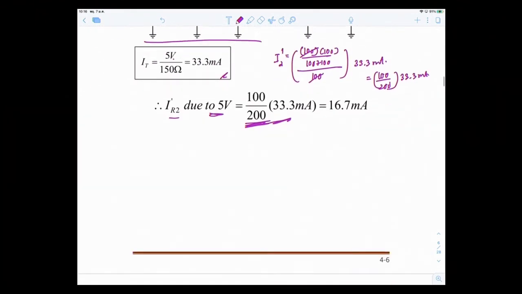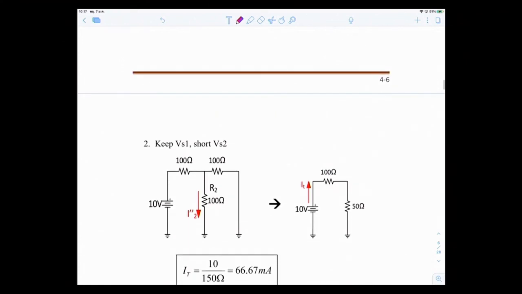Then we have to take the other voltage source. This time we keep the 10 volt and we turn off VS2, which is a voltage source. So we short it as in this picture. This is the same picture as above, but the 10 volt is moved to the left side of the circuit. So the idea is still the same. Current comes out from the 10 volt as I total, then it splits into the 100 ohm R2 and this 100 ohm right here. So I need to find I total first.